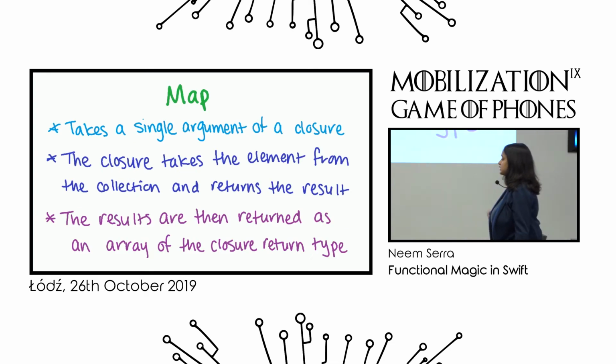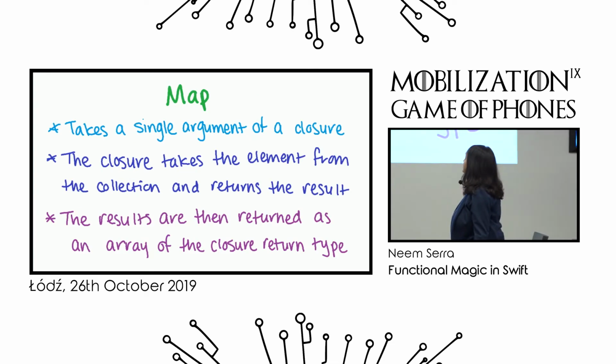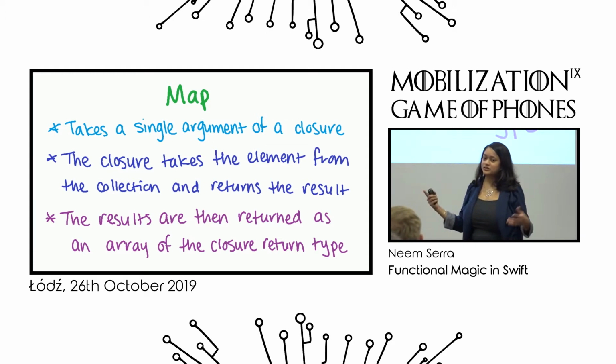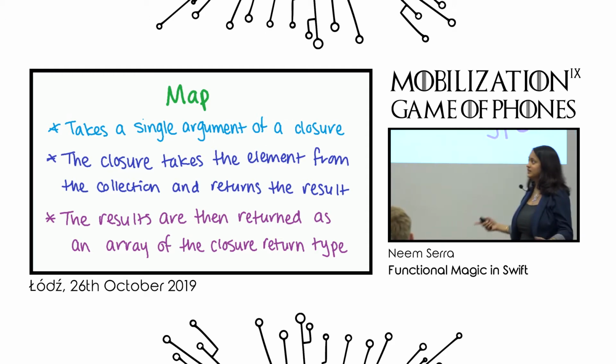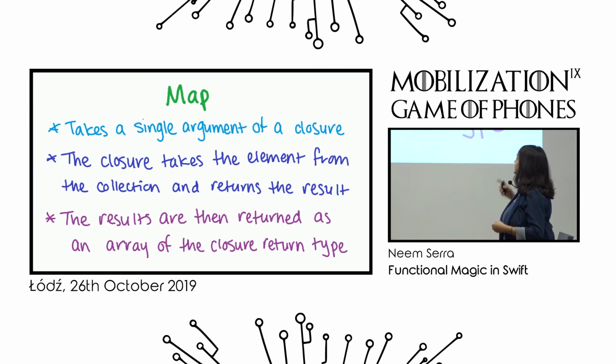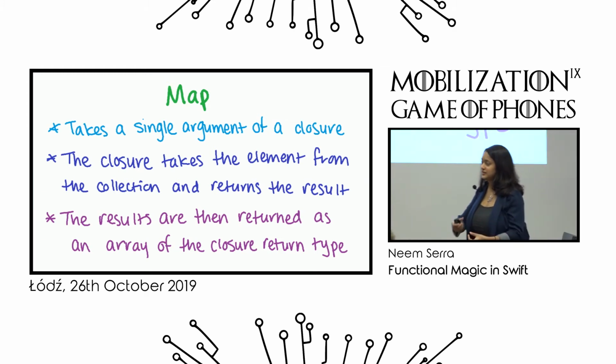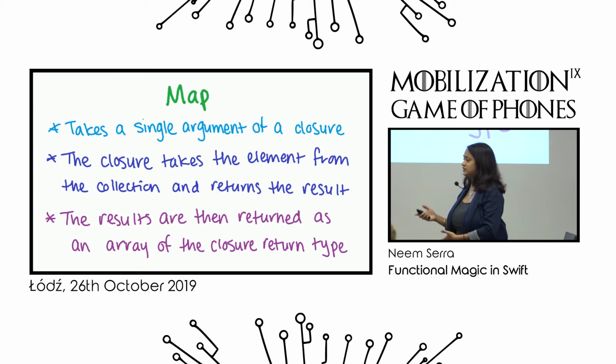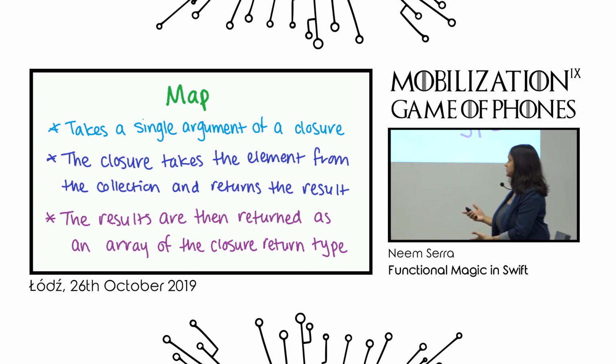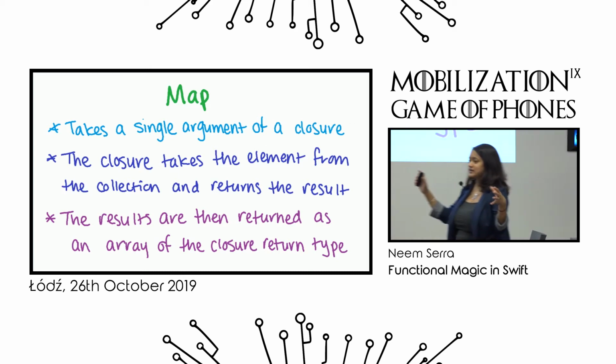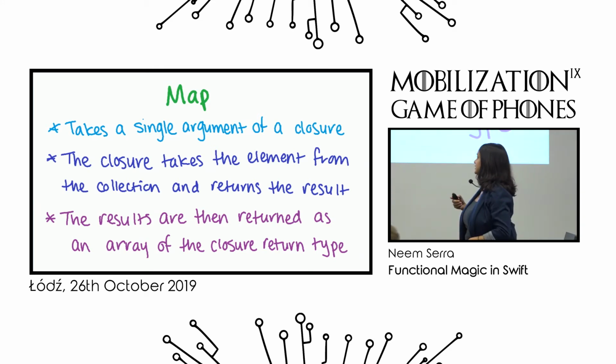Okay, so let's just quickly go over map. Map takes a single argument of a closure. A closure is basically just a function. The closure takes each element from a collection, and then it returns a result. So it does something to it, and then it returns a result. And then the results are all added together into an array that's returned.